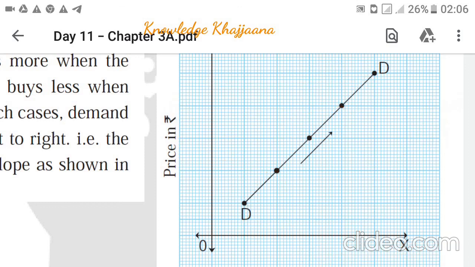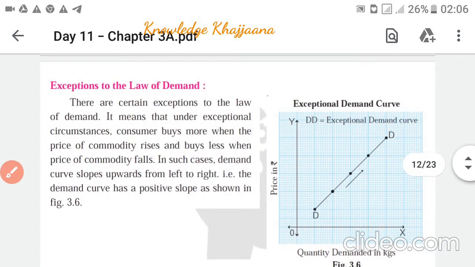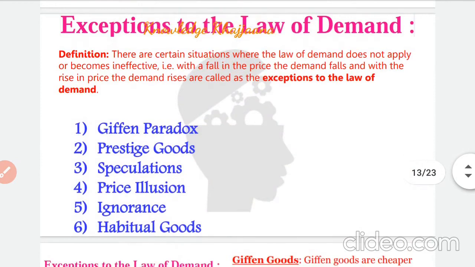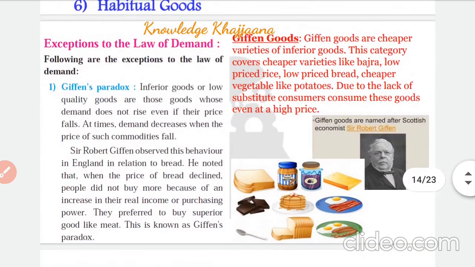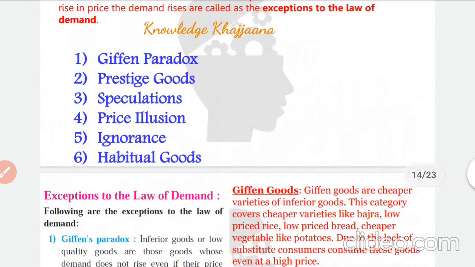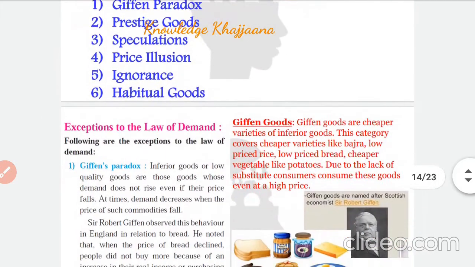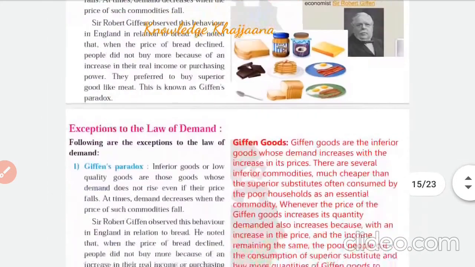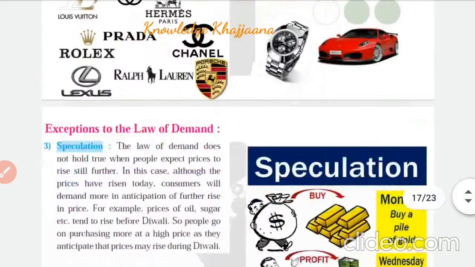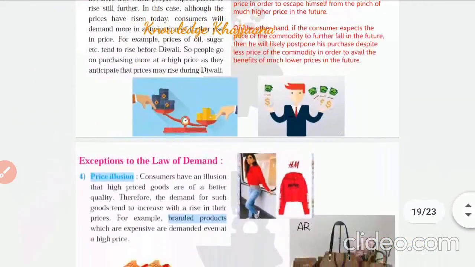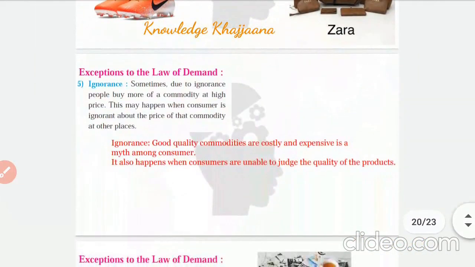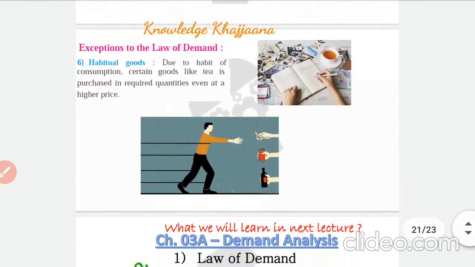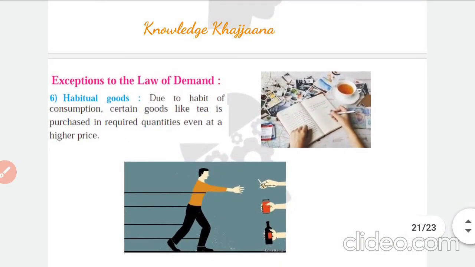So with this we came to know that these are the reasons which we can call exceptions: Giffen paradox, prestige goods, speculations, price illusion, ignorance, and habitual goods. These are the variations due to which the law of demand doesn't stand true. These are the exceptions due to which the law of demand gets violated.